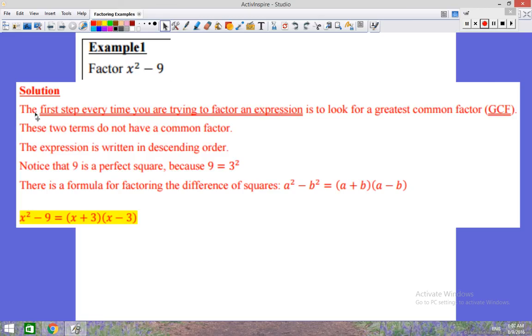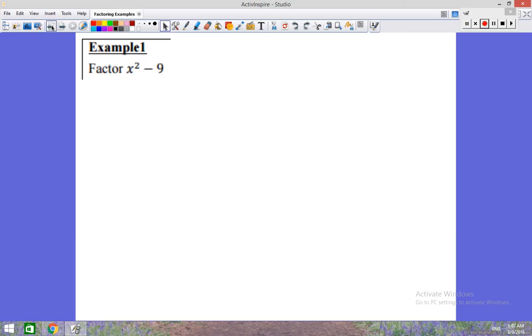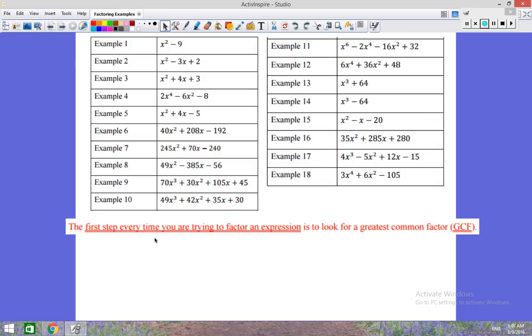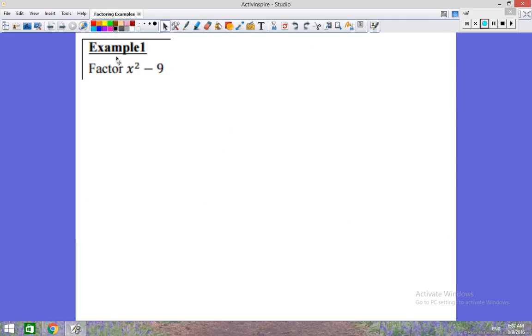Now you'll also notice that I should have started out by saying, hey, the first step in all of these, and I did have it pasted at the bottom below all these examples, whenever you're trying to factor anything, the first thing you want to look at is, do the terms have a greatest common factor? You want to factor out that greatest common factor. Well, x squared and 9 are relatively prime with each other. They don't share a common factor.